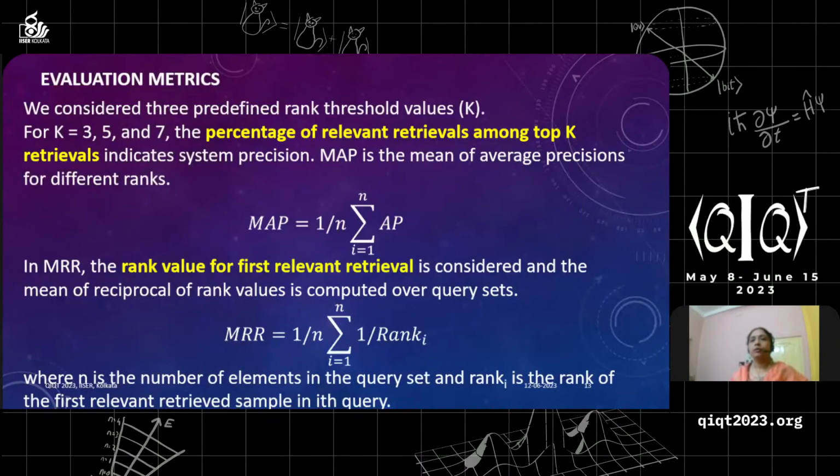The evaluation metrics that we have used to evaluate our retrieval system are mean average precision and mean reciprocal rank. The precision is the percentage of relevant retrievals among the top k retrievals, where k is the rank value. For mean reciprocal rank, we have considered the rank value of the first similar retrieval.